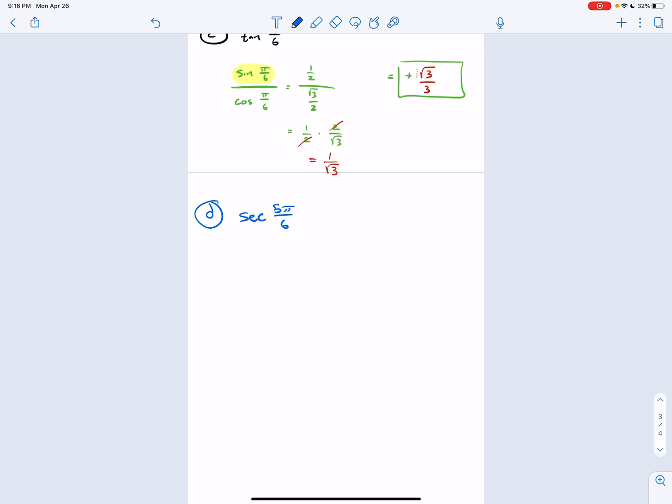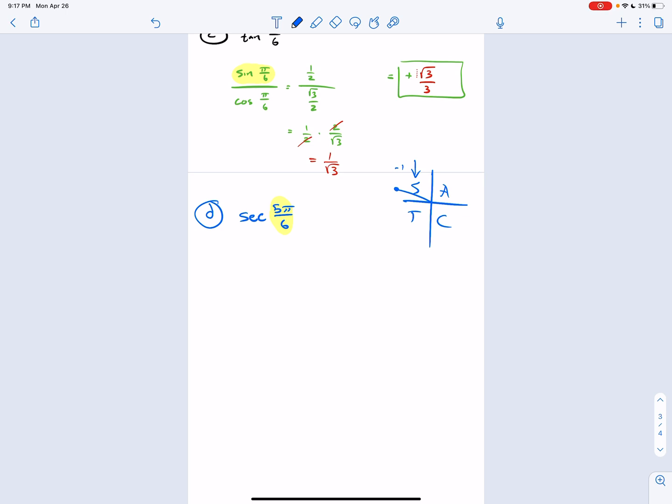Okay, so the first thing you want to do is identify where you are. So 5 pi over 6, I know the 5 is 1 less. And if I'm 1 less, I know I'm definitely somewhere in quadrant 2. I'm somewhere in quadrant 2, so I'm right here. Okay, so I know that quadrant 2, all students take calculus. Sine is the only thing that's going to be positive.